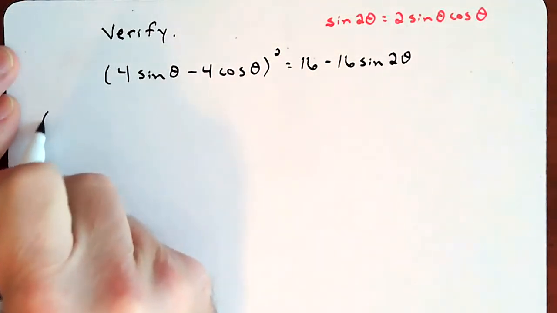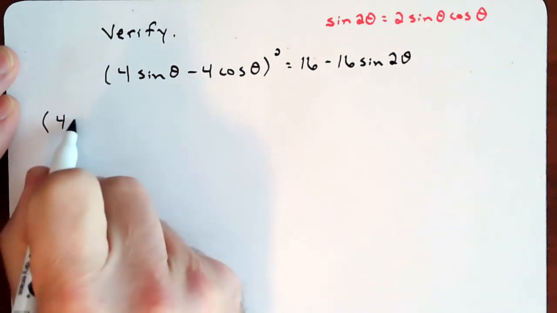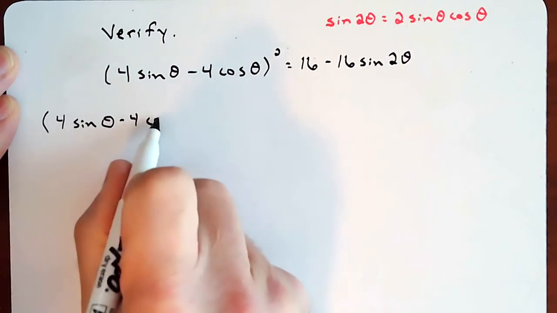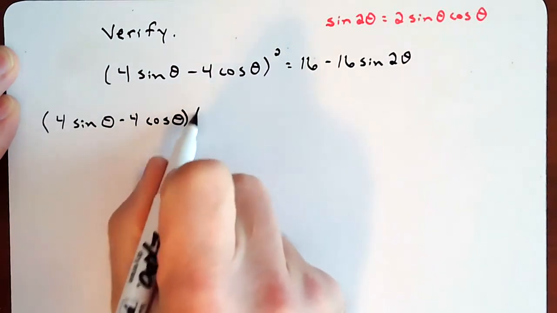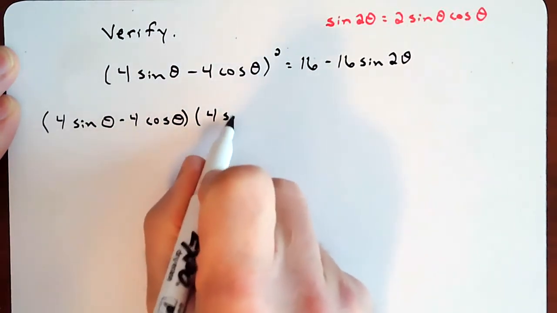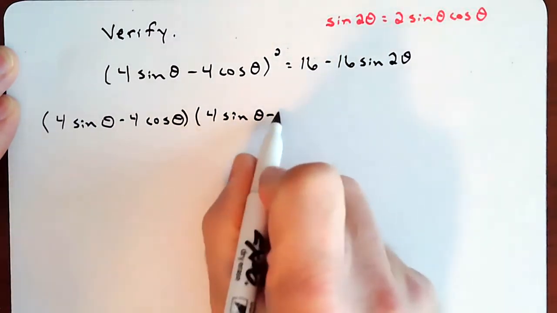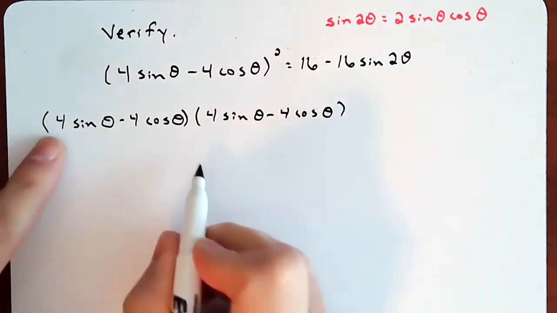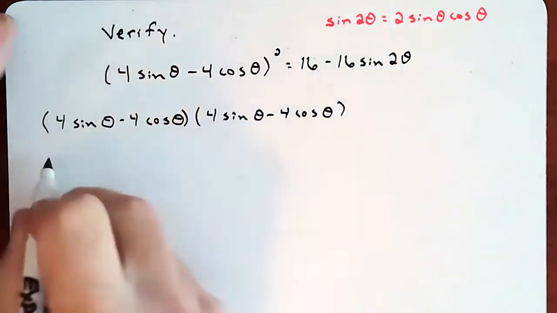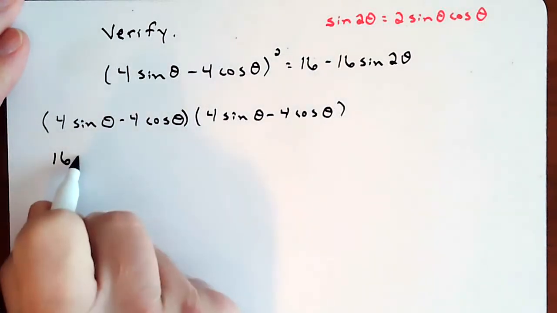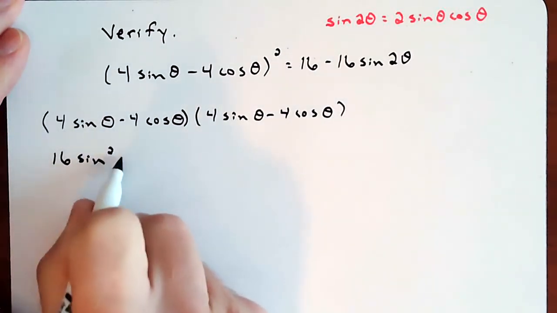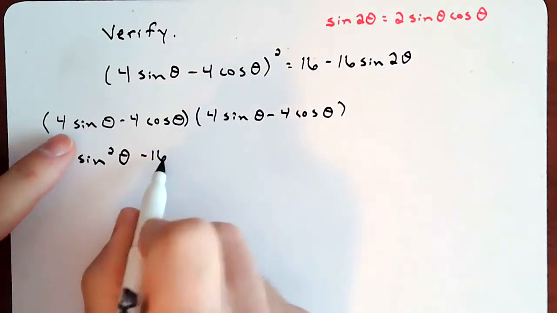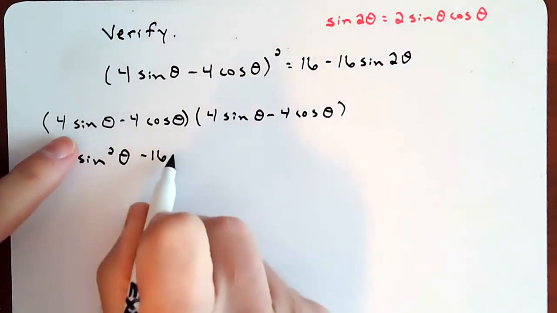So we're going to multiply 4 sine theta minus 4 cosine theta times 4 sine theta minus 4 cosine theta. All right, so let's distribute. So we have a 16 sine squared theta, and then minus 16 sine cosine.